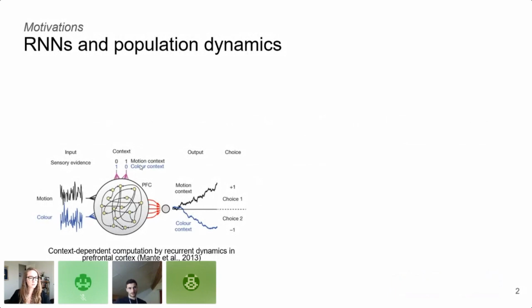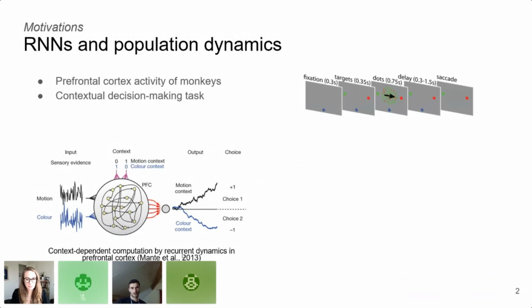So recurrent neural networks have been used as a way to understand how the dynamics of a population of neurons can give rise to some useful computations to solve some tasks. And as an example, I will consider these results by Mante et al. from 2013, where they recorded the activity of the prefrontal cortex of monkeys during a contextual decision-making task.